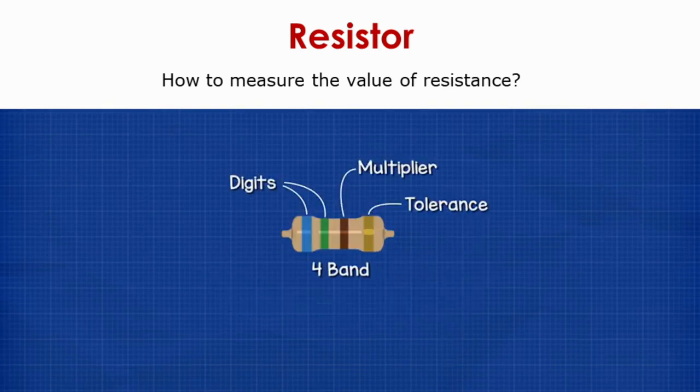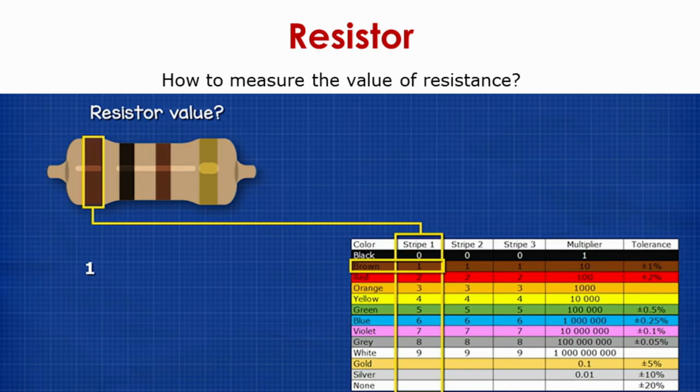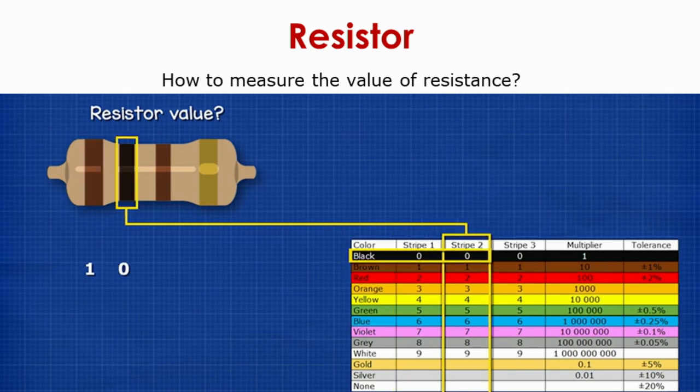For example, in this 4 band resistor, the first two stripes represent digits. The third one from the left denotes the multiplier, and the last stripe denotes tolerance. In this particular resistor, as you can see, the first stripe from the left is brown, and the digit, as you can see in the table, is 1. So stripe number 1, color brown, denotes digit 1. As we go to the next stripe, stripe number 2, the color is black, so the digit this band denotes is 0. So the second digit from the left is 0. So 1 and 0 so far.